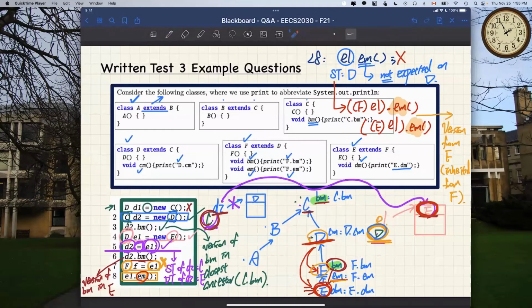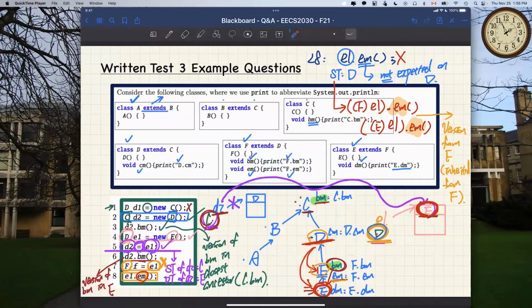Yep. So here, if you only say E1.em, in this case, it wouldn't compile because EM is not supported by the static type of E1. So that's why you have to downcast. In this case, this is the dynamic type E over here, right? And this is the static type. So you can either downcast to over here, or you can downcast to here. Either way will be okay.